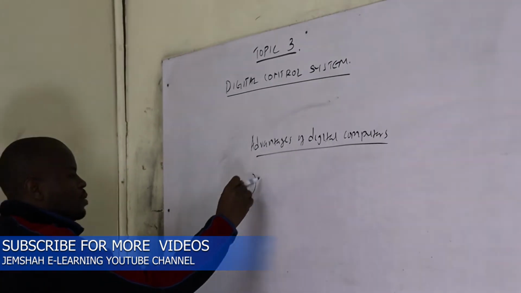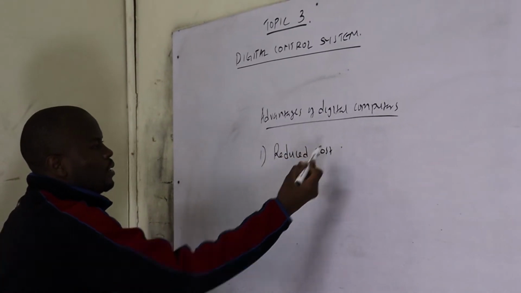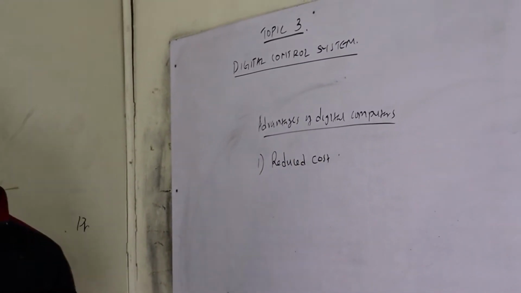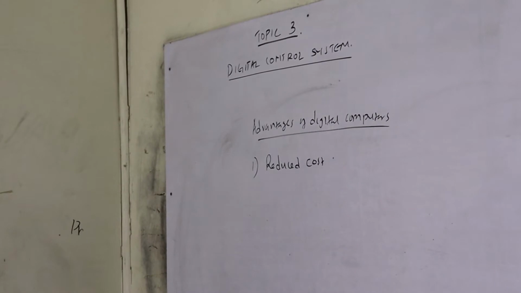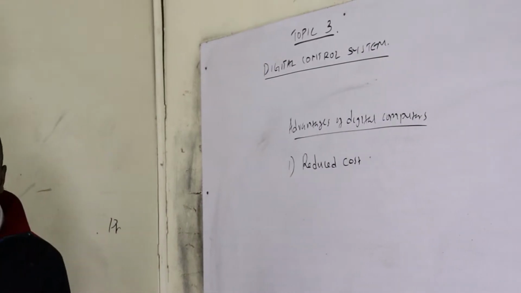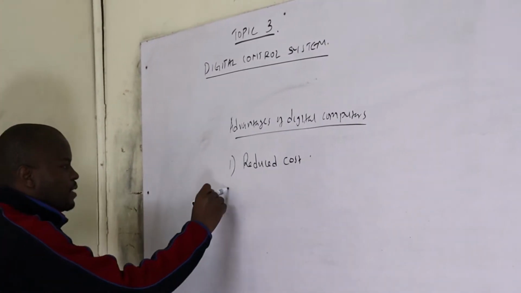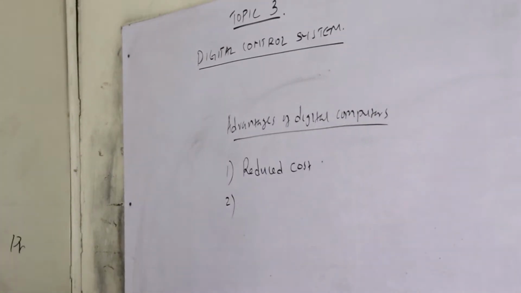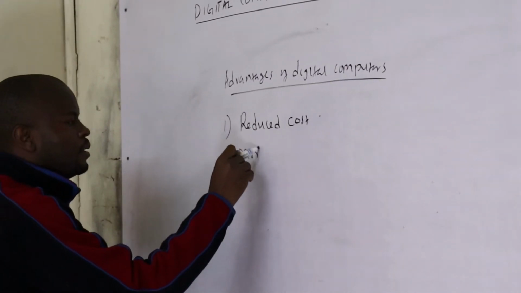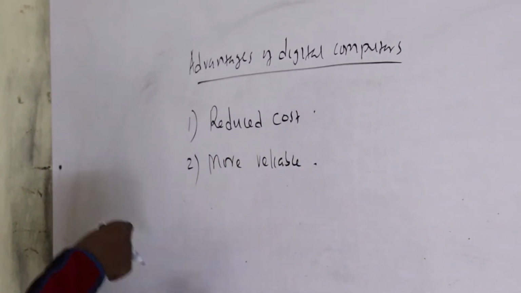The first one is reduced cost. The reduced cost is a result of combining both the comparator and the controller so that they form a unit, and in that case they are replaced by the digital computer. That is one of the advantages. Another advantage is that it is more reliable.